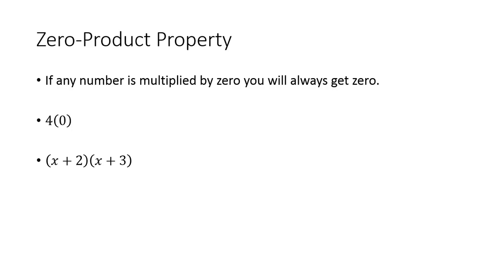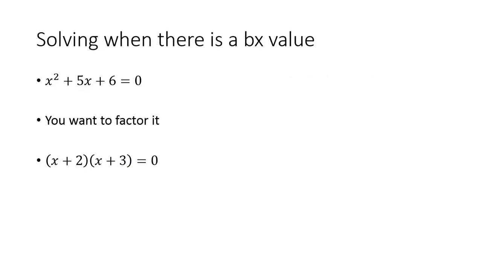The zero product property states that any number multiplied by 0 is 0. So 4 times 0 is 0, and the same thing applies with that second one. So if either one of these two parentheses is equal to 0, the entire function is 0. And what was our goal in the previous slide? Our goal was to get them equal to 0. That's what we wanted.